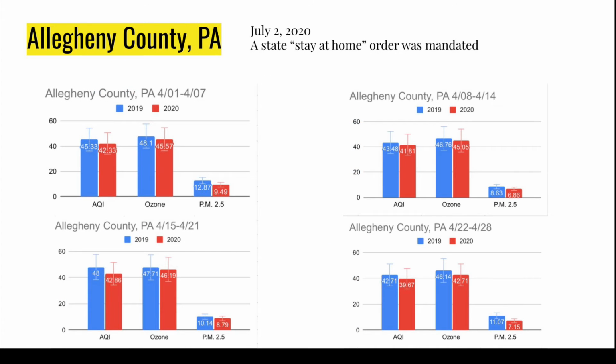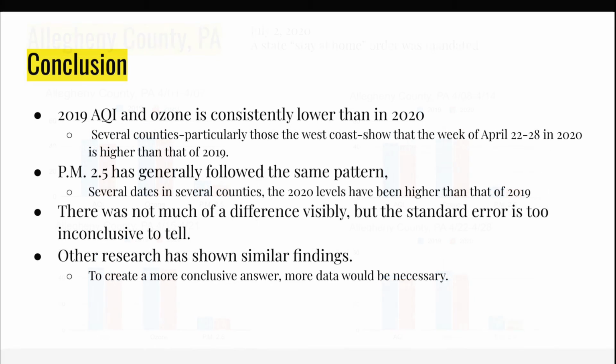And finally, our home county, Allegheny. Although the stay-at-home mandate was much later than the rest, you can see that the patterns are fairly predictable and the 2019 data is higher than that of 2020. What does this all mean? As I predicted, the 2019 AQI and ozone is consistently higher than in 2020.